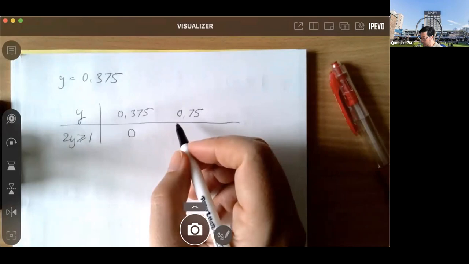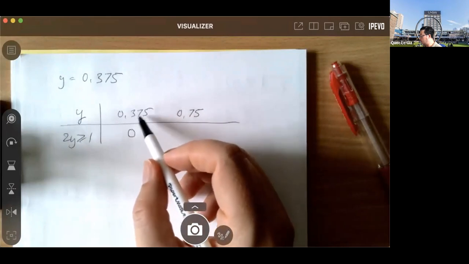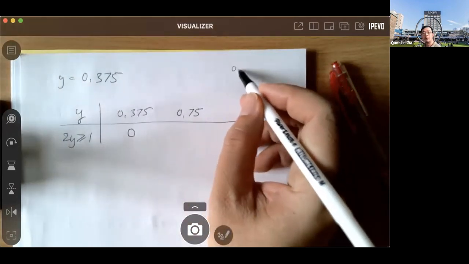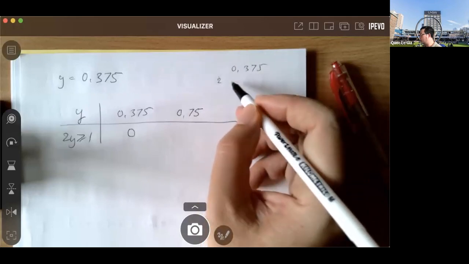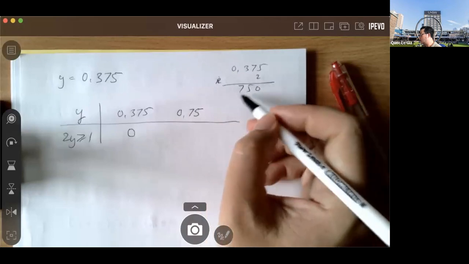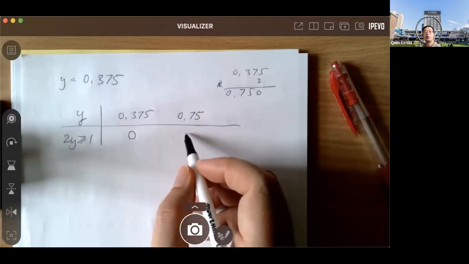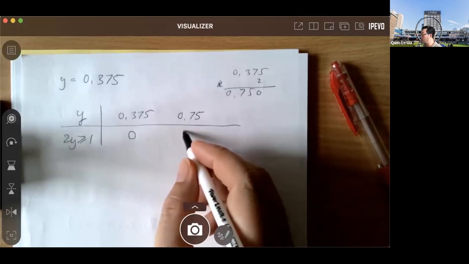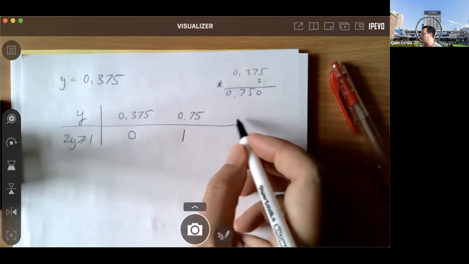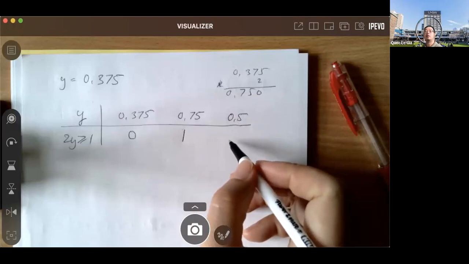Is it correct? 0.375 multiplied by 2, this one gives you 0.75, yes, it's correct. Then 0.75, when you multiply by 2, you get 1.5. So 1.5 is bigger than 1, you write 1 here. But you have modulo 1, so it becomes 0.5.